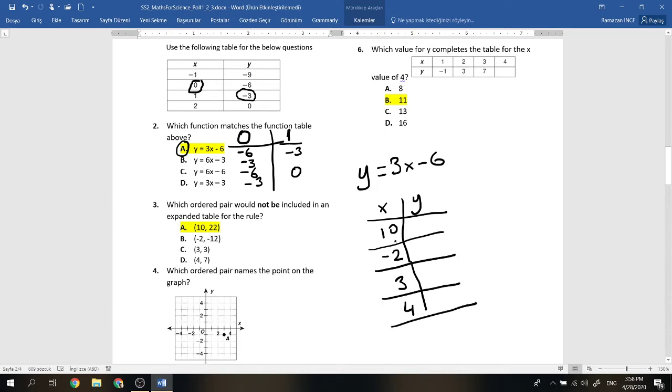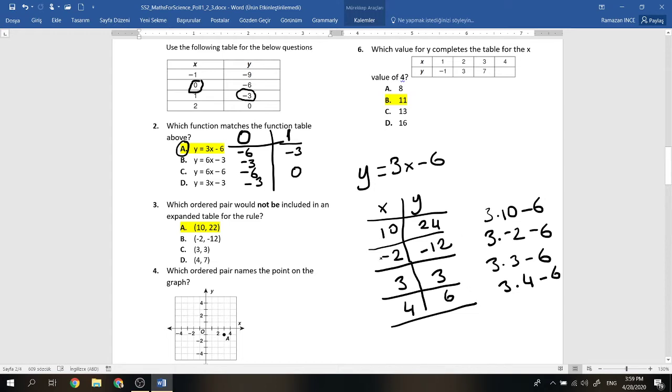Okay, now let's try. When it is 10, instead of x you are going to put 10. What will happen? 3 times 10 minus 6, which means 24. For the second option, you will put minus 2 instead of x, meaning 3 times minus 2 minus 6, which will give you 3 times minus 2 is minus 6, minus 6 minus 6 will be minus 12. Then the next option will be 3. 3 times 3 minus 6. 3 times 3, 9. 9 minus 6 will be 3. And the next option will be 4. 3 times 4 will be 12. 12 minus 6 will be 6.